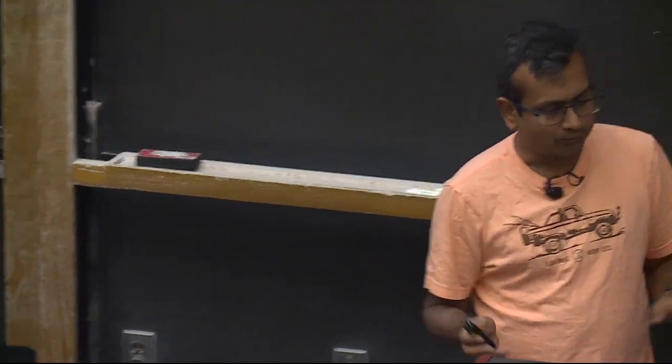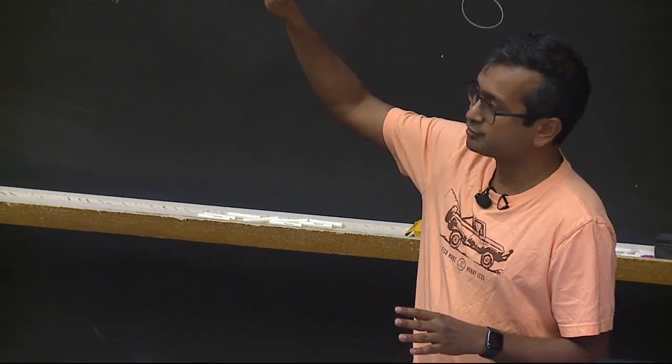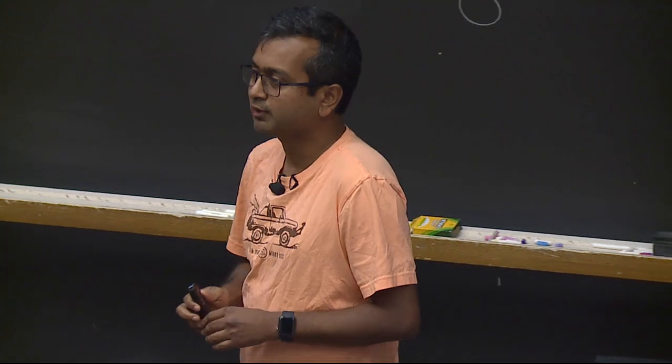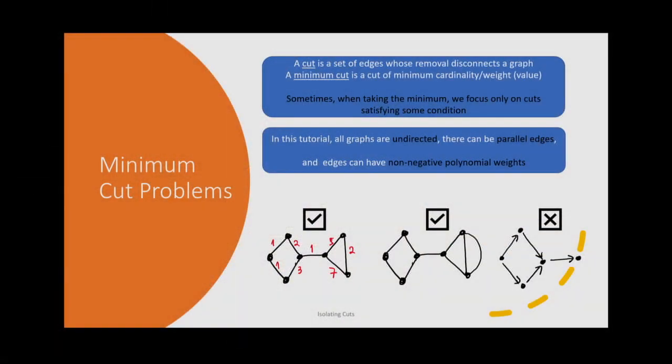I'm going to be allowing parallel edges. So the graphs on the left, the two graphs on the left, those are graphs that I will be talking about. The graph on the right, I won't be talking about except on the very last slide. Okay, so that's what I'm going to be talking about.